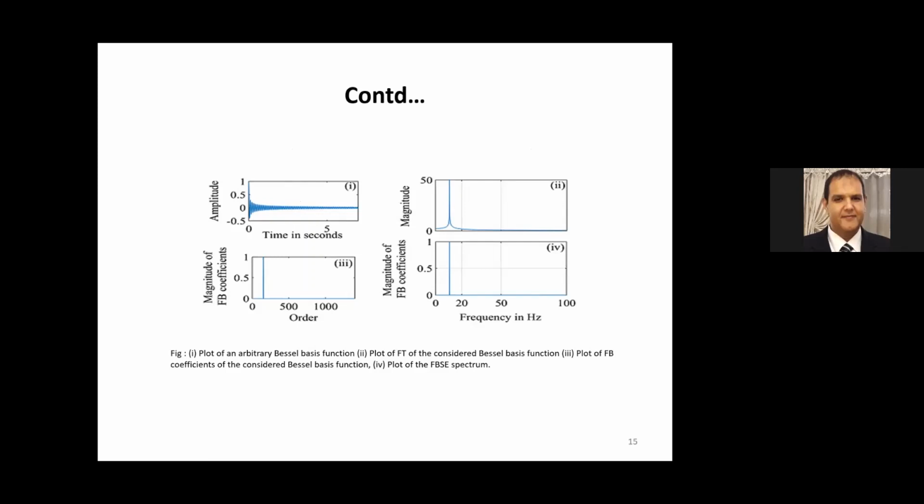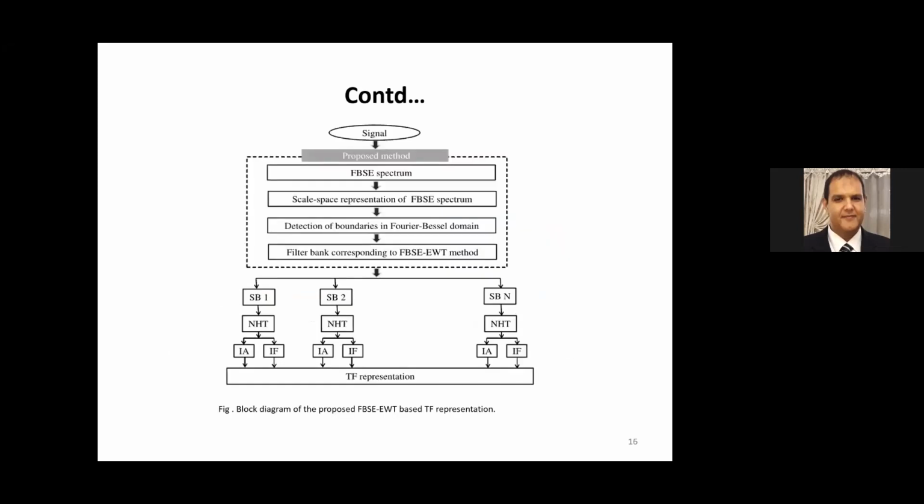So an entire band of frequencies can be represented by one spectral line. This is very useful to separate the components on the Fourier-Bessel series spectrum, the FBSE scale. So this is the overall block diagram of this proposed method.